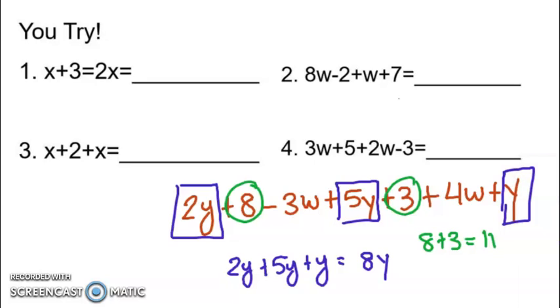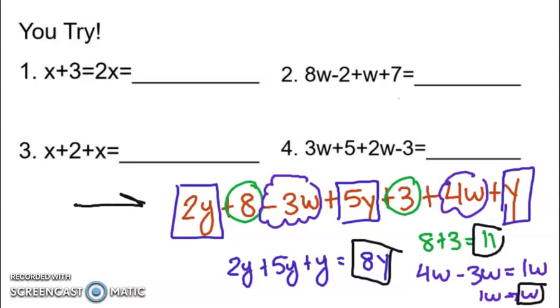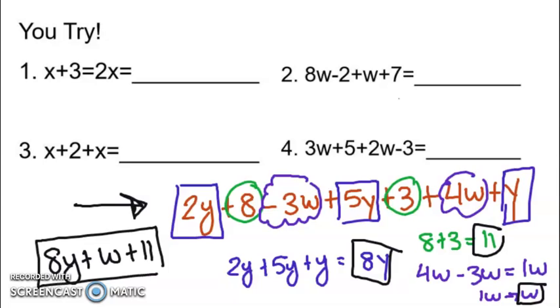Finally, I see a minus 3w and a 4w. 4w minus 3w is 1w. And remember, we just write 1w as w. When I take all these answers and put them together in one single expression, I simplify this whole big ugly thing into the expression 8y plus w plus 11. And that comes from simply taking everything that was alike and combining it.